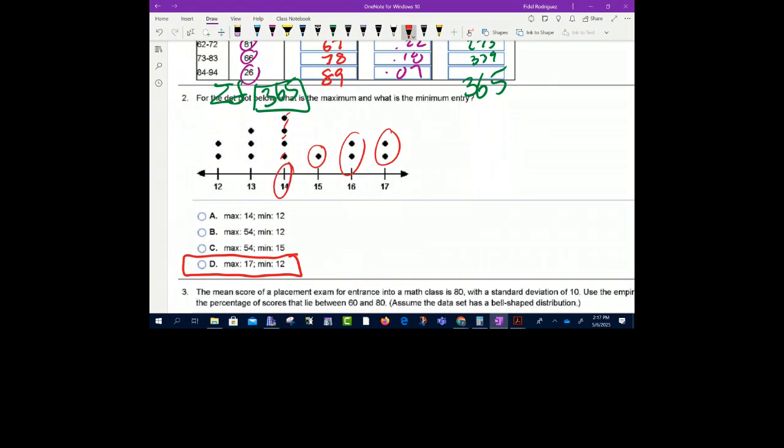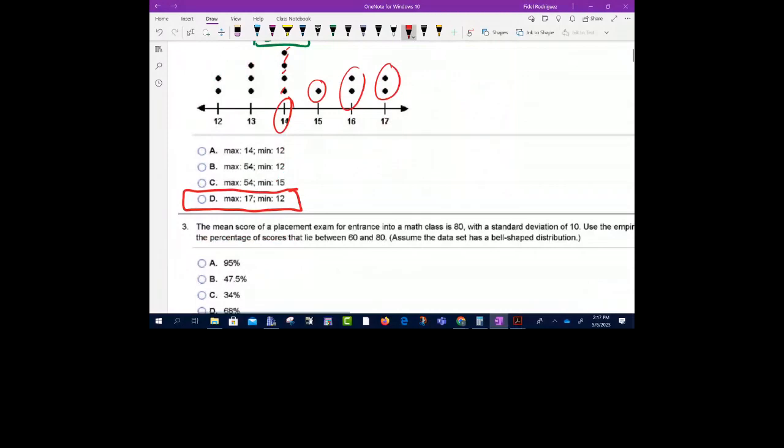Why wouldn't it be 14? Because what is the biggest? It's not asking you which one had the greatest frequency. It's asking you what's the lowest number and the highest number. In terms of our range, right? So remember how we find the range? We take the highest and the lowest and we subtract. That's really what they're asking you there. Okay.